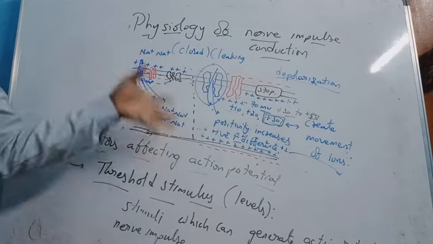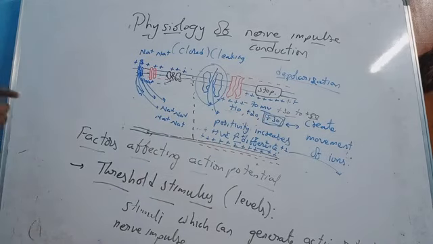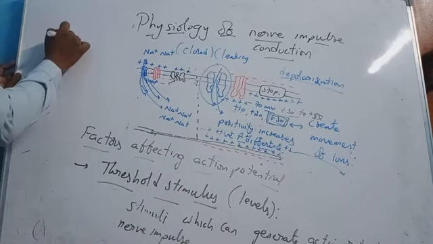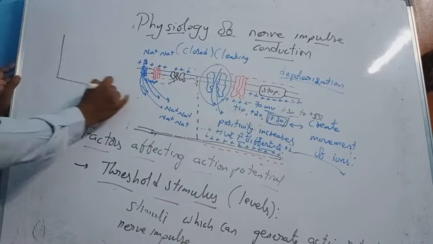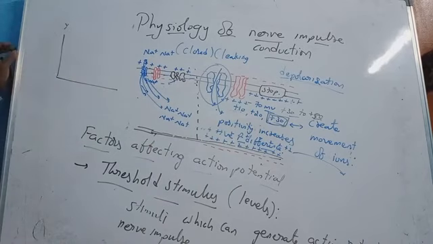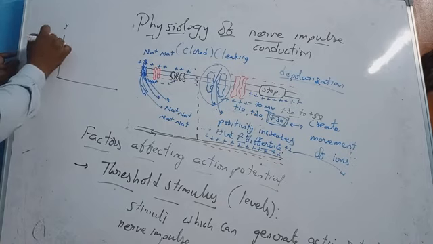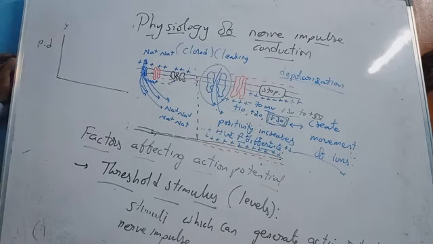Now a stimulus below that threshold stimulus, for example, if I put a graph, assume this as the potential difference, on the y axis I have taken the potential difference, and on the x axis we'll take the time.